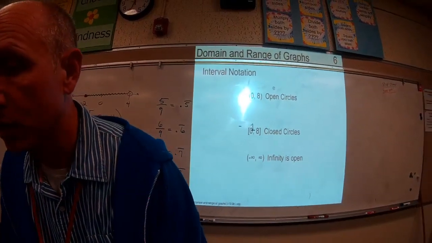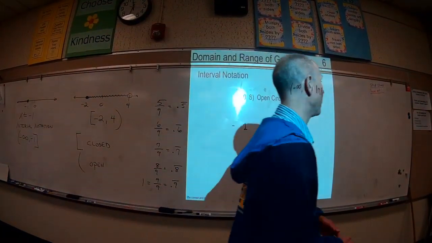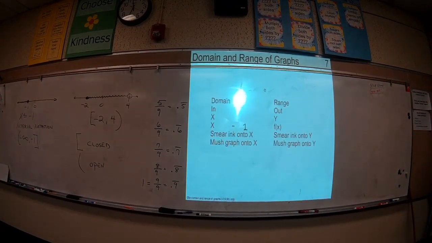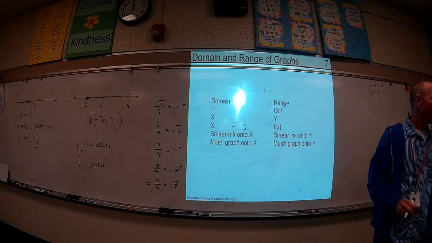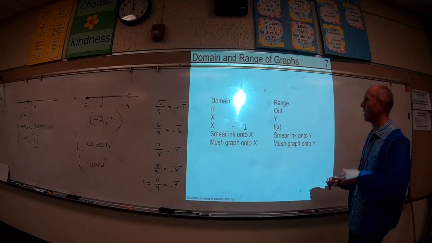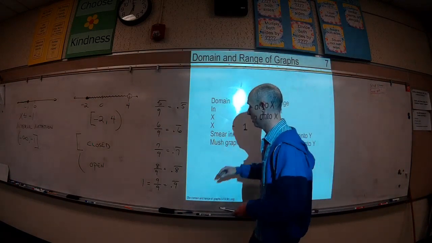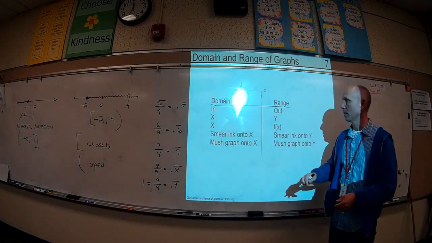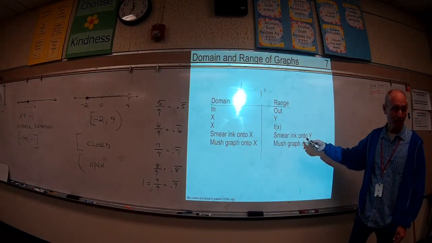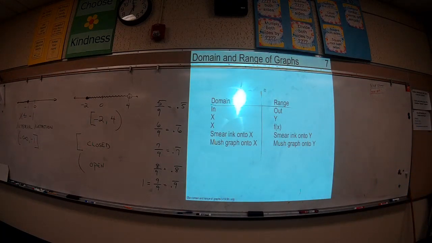So now that you kind of understand interval notation, we're going to look at domain and range. Domain are the inputs. Range are the outputs. Can you get this much into your notes right here? I need this in the notes, including smear onto X and smear onto Y, and including smush onto X. What does that mean? I'm going to explain it.